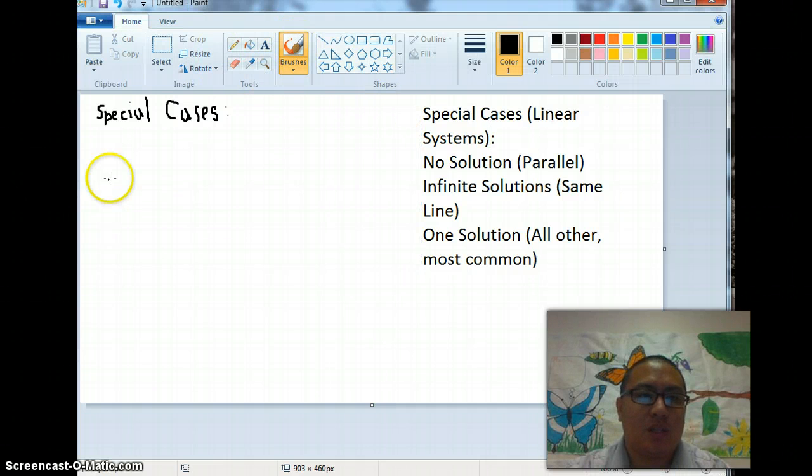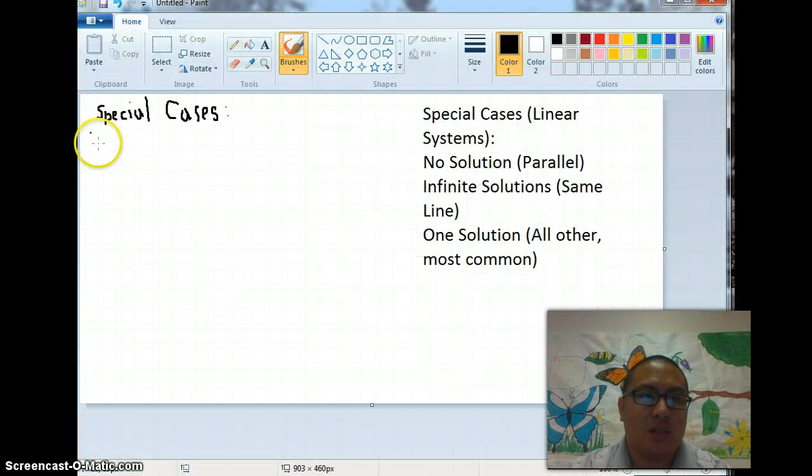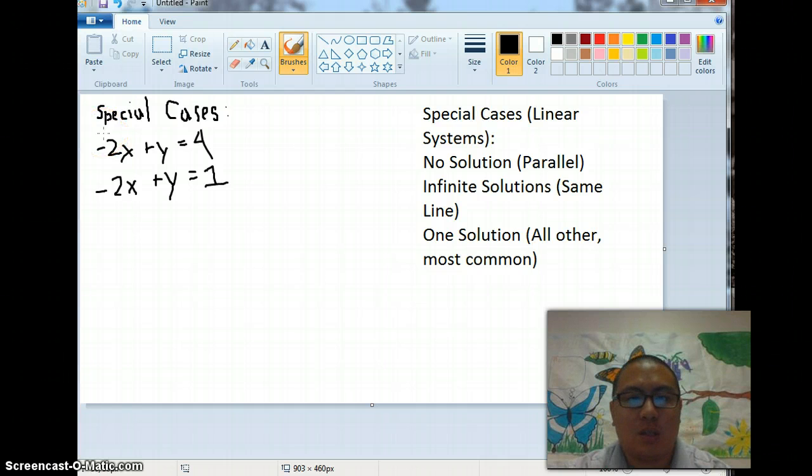When I do elimination, let's use these lines. Negative 2x plus y equals 4, and negative 2x plus y equals 1. Now, if I'm going to use elimination, you can choose to use elimination or substitution. You'll get the same answer. I'll mark it with an E.